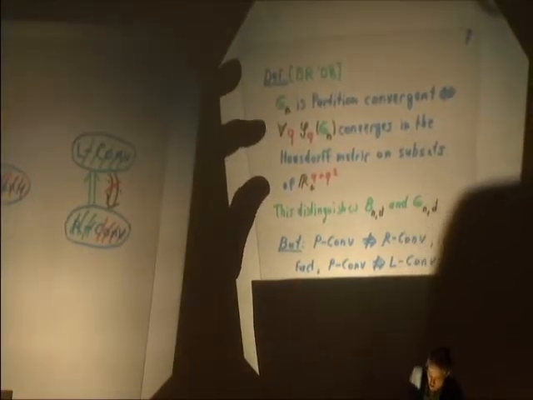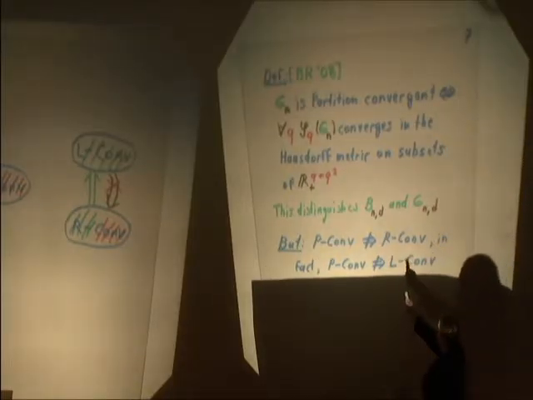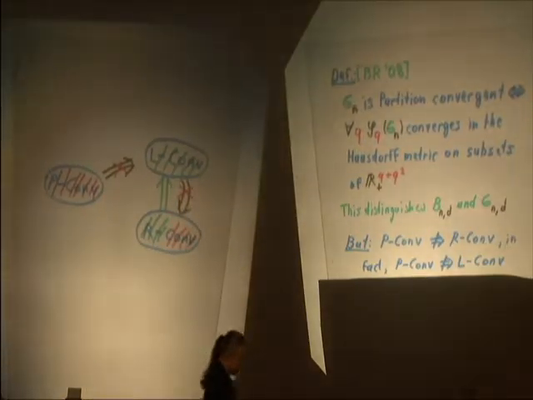Okay? So if you look at partition convergence, it turns out that partition convergence actually does not imply right convergence. In fact, it doesn't even imply left convergence. Okay, so this does not imply left convergence. And if it implied right convergence, then via this arrow, it should imply left convergence. Okay, so it doesn't do that.